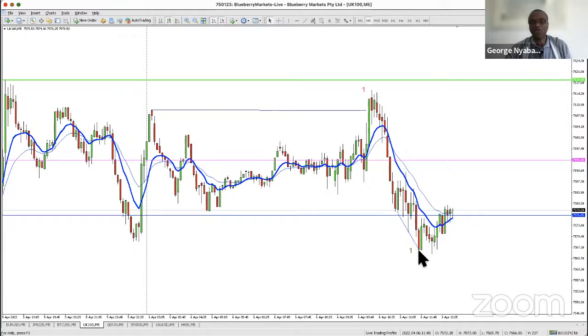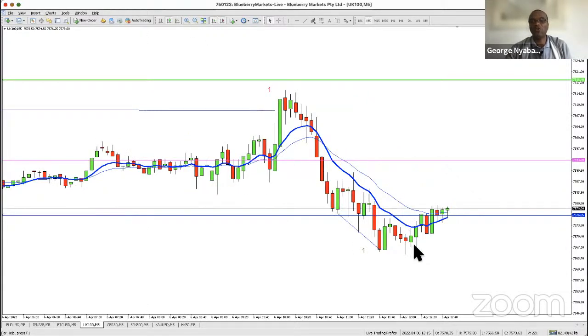So we gotta wait. It's a wedge pattern 1, 2, 3, which means the bears tried 3 times, 1, 2, 3, to break beneath this, and they failed. So the bulls are strong. So once again, waiting, trading range price action. What am I waiting for?